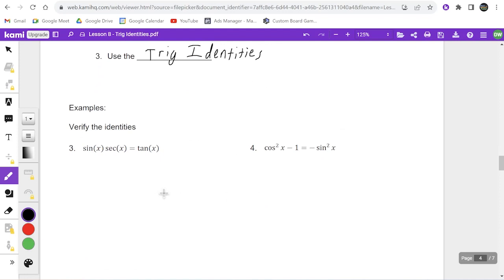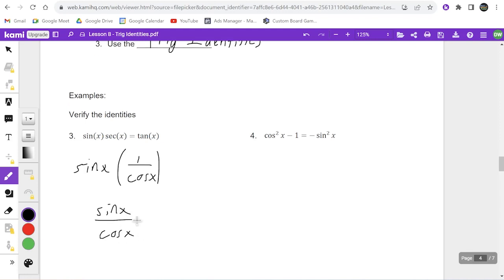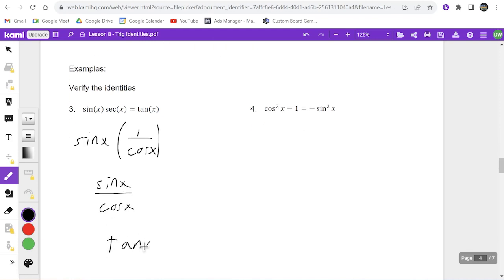So for the rest of today, we're going to be verifying trig identities. With this first one, again, it's one we already did, sine x secant x equals tangent x. First thing I would do, secant is 1 over cosine x. I would then write that as sine x over cosine x, and then I would say sine x over cosine x is the same thing as tangent x.